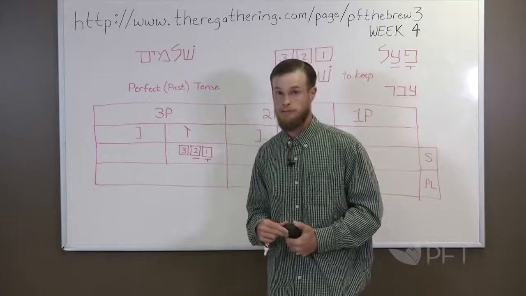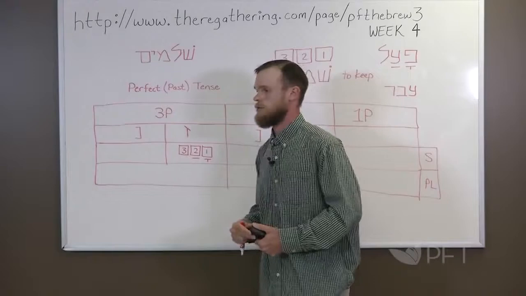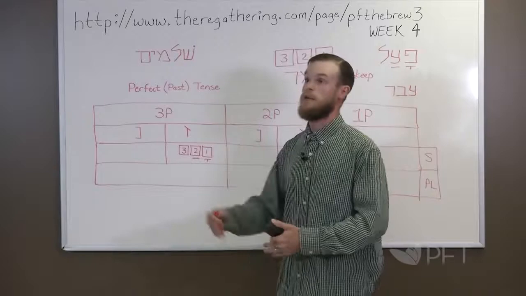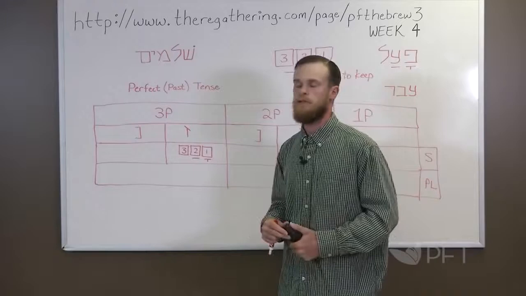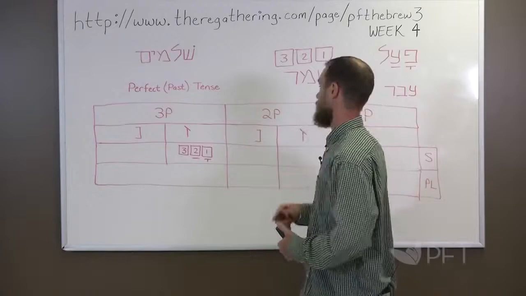That'll make a little more sense as we move on. The third person is anybody besides the speaker and the spoken to. So if you're speaking about somebody else, then that person is the third person. And also, any noun qualifies as a third person, and we will use a third person verb to describe its actions. Okay?